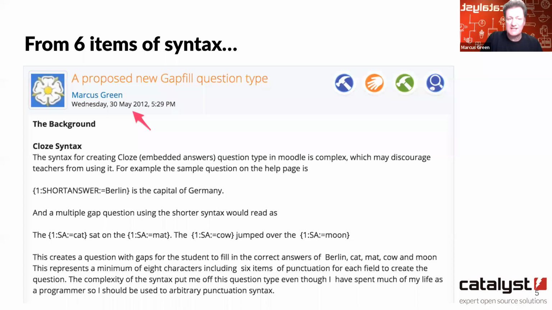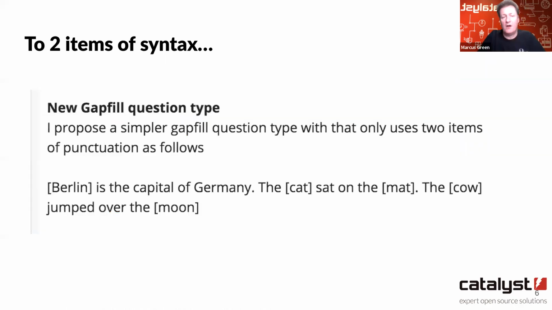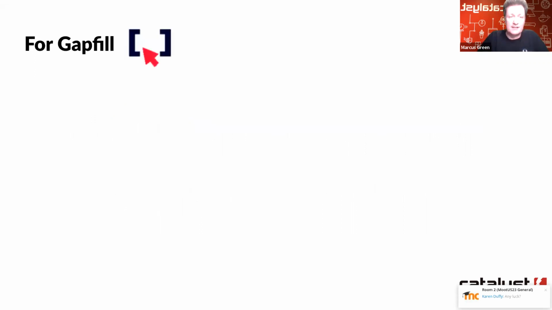So you've got, well, I said 6 items there, arguably 7 items of syntax. And I proposed a new question type where you only needed to know 2 items of punctuation. So that equivalent question would be, open square brace, Berlin is the capital city of Germany. So 2 items of syntax. I even gave it a logo eventually.